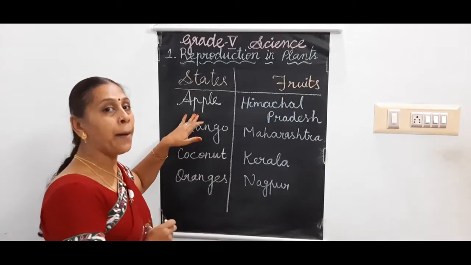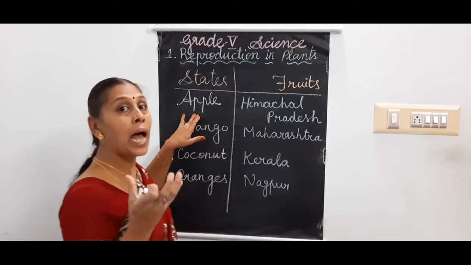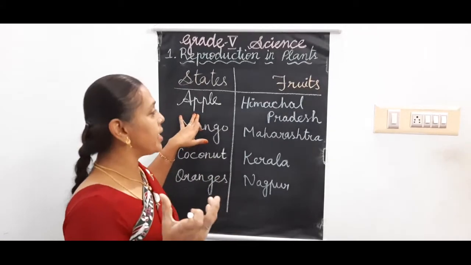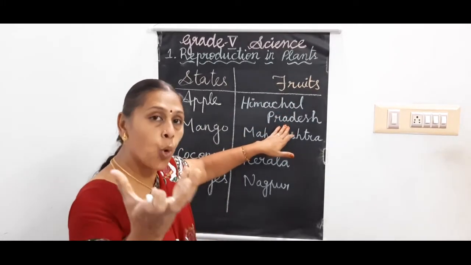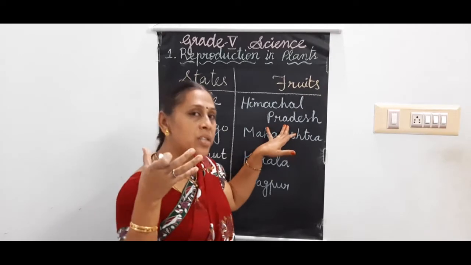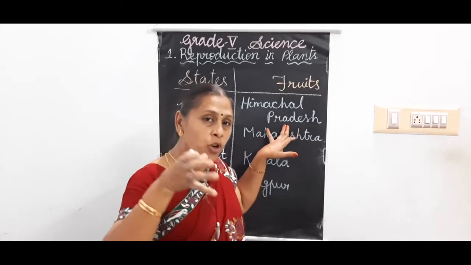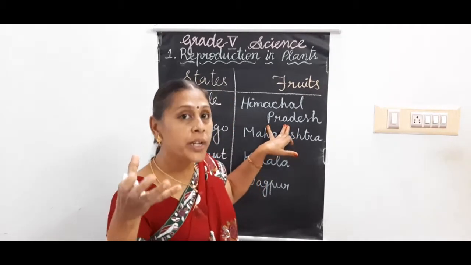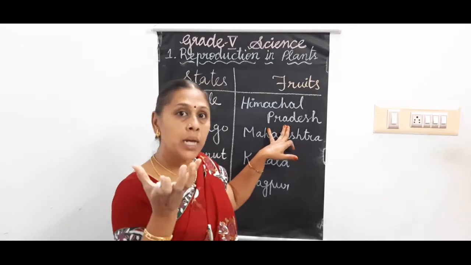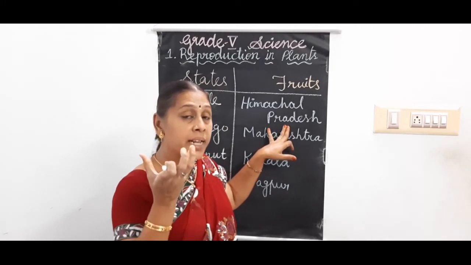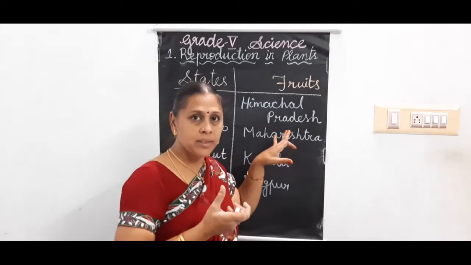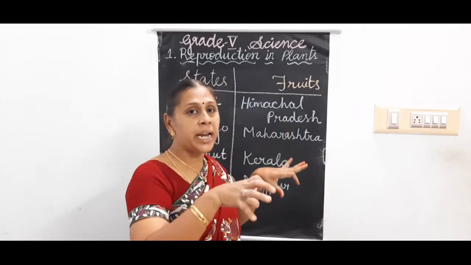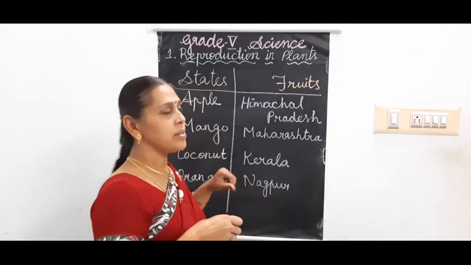First one, apple. You all know. Simla apple they will say. So like that, Himachal Pradesh, the state in which it is available more, will have some specializations. That fruit from that state will have more taste. Even Tamil Nadu may have apple trees, but the taste will not be the same as that from Himachal Pradesh. So that state's fruit will have special taste.